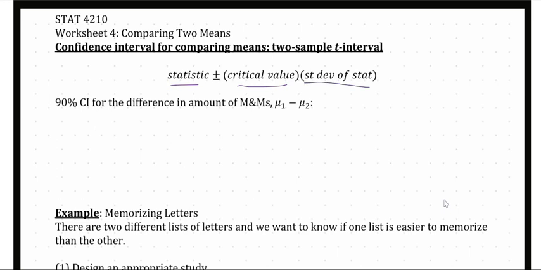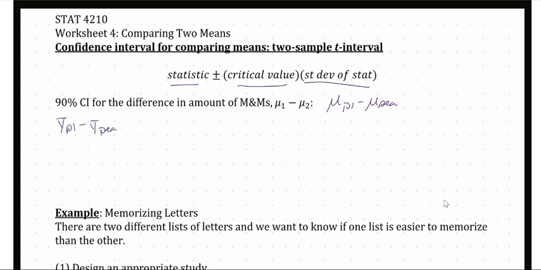For example, using the class 1 candy data for the M&Ms, we want to find the true difference in the amount of M&Ms for plain and peanut fun-size packs, which would be mu1 minus mu2, or we might think of this as mu plain minus mu peanut. We would start off with our statistic, which is the sample difference in those two packs. So we would do y bar plain minus y bar peanut.